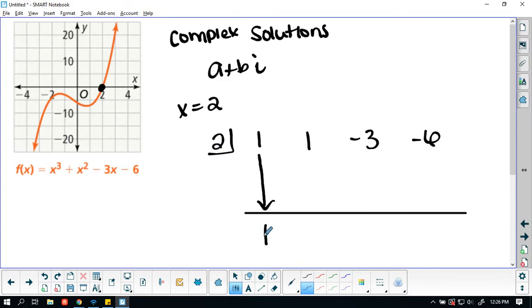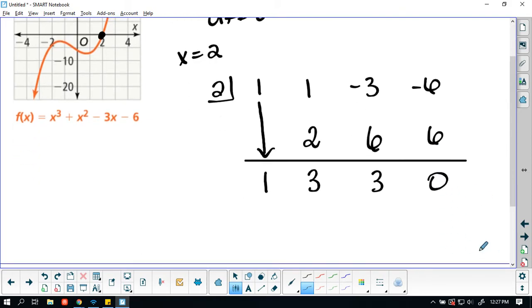So 1 times 2 is 2. Then I'm going to add going down. 1 plus 2 is 3. 3 times 2 is 6. Add going down. -3 plus 6 is going to be 3. 3 times 2 is 6. Add going down is 0. If we did not end up with a 0 here, we did something really wrong. So when we have a remainder of 0, that means that x minus 2 is a factor.